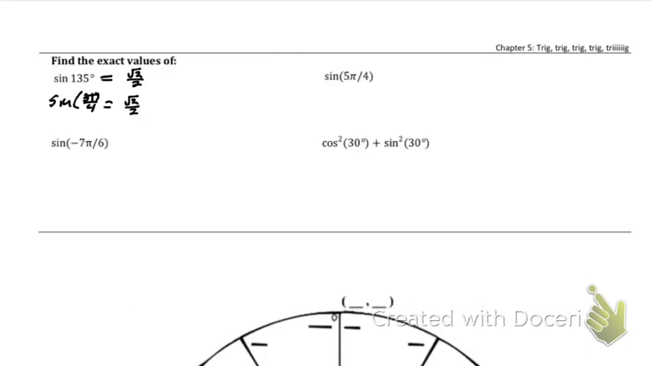It's tricky at first, but then it gets easy. So what's the sine of 5 pi over 4? Jacob. You didn't think I was going to call on you? No, it's negative radical 2 over 2. Yeah, it's negative radical 2 over 2.